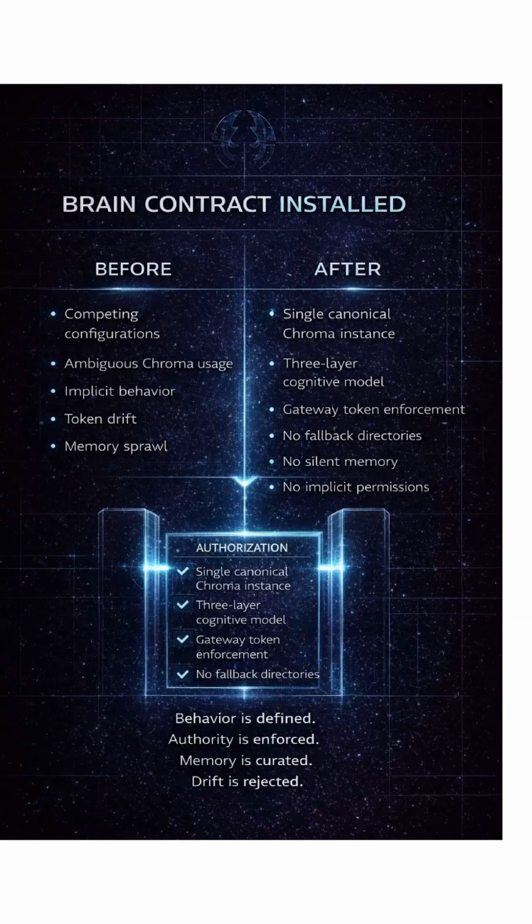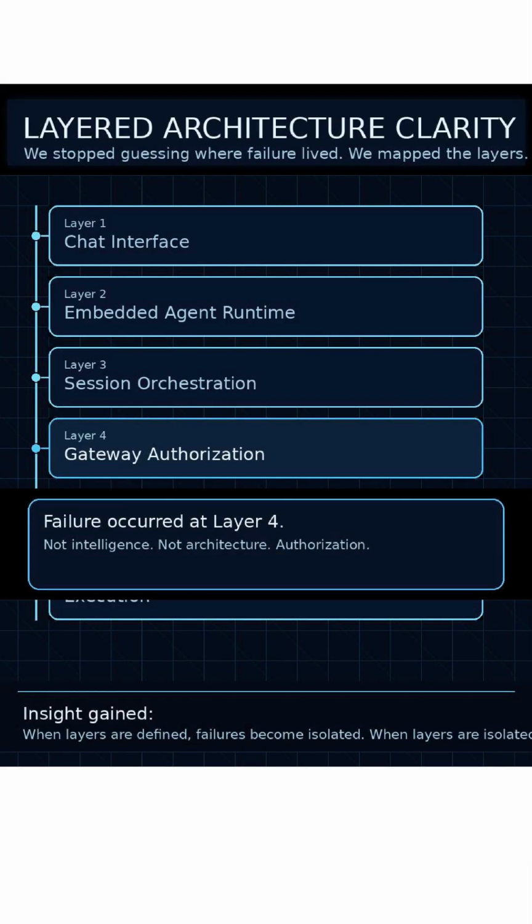When failures happen, and they will, we need to know exactly where. Our layered architecture diagram shows the different system layers. When layer 4 fails, we know it immediately. Defining layers isolates failures and makes debugging straightforward.